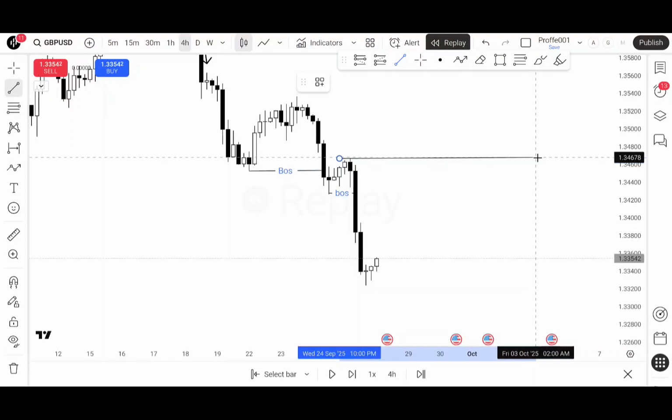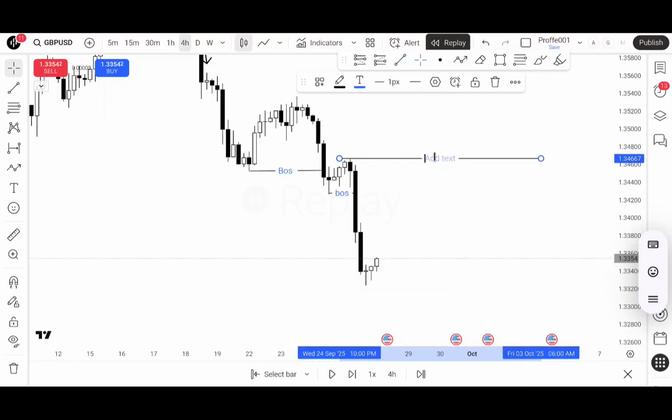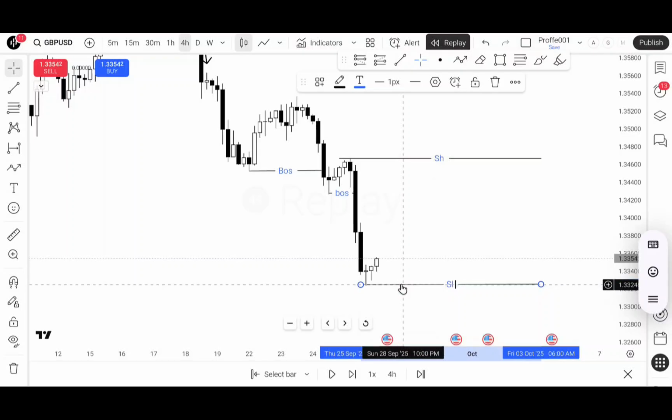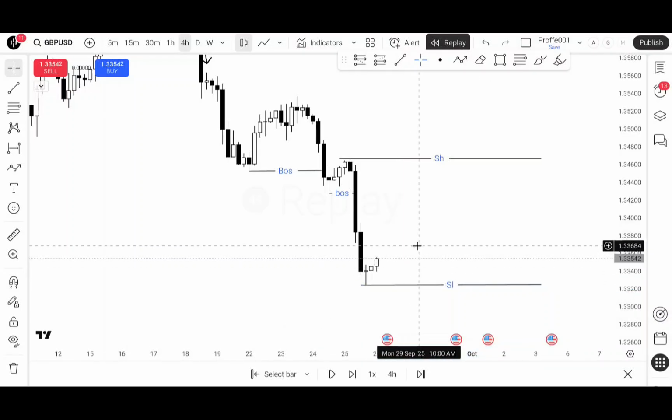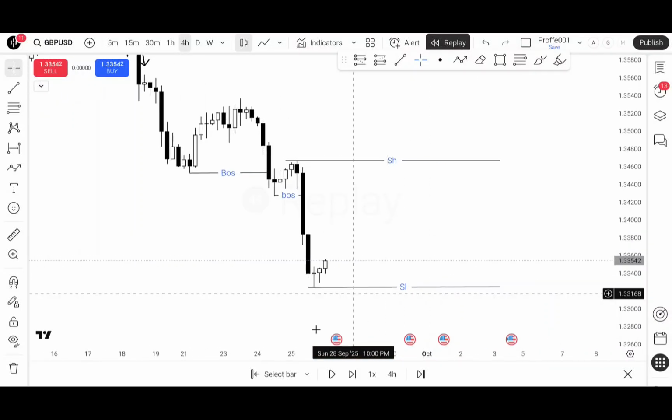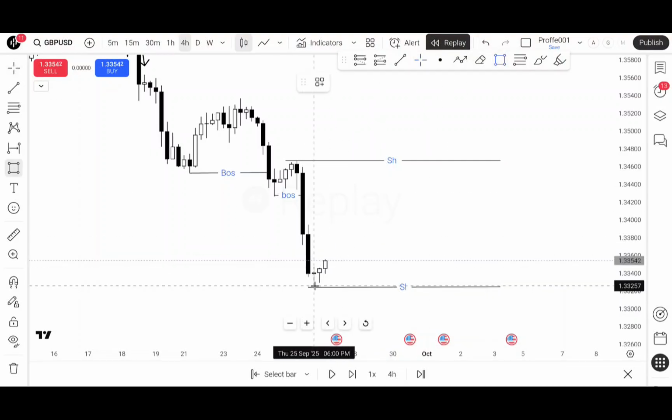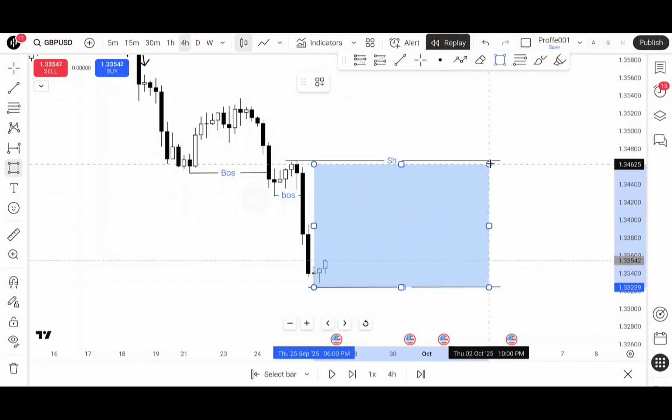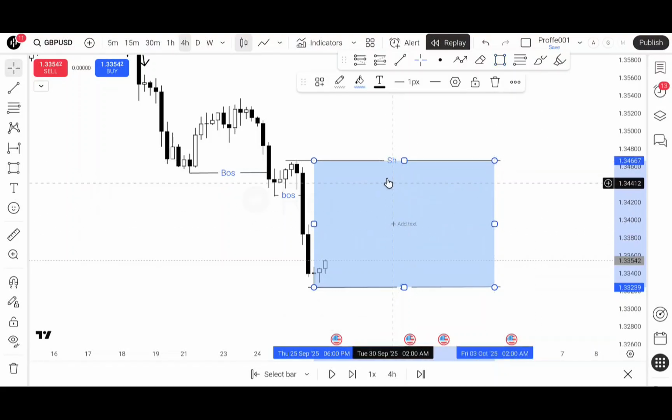First of all, we mark out our swing high. This is the highest point of this swing. Where is the lowest point? This is the lowest point. Where are we looking out to take trades from? In this zone here, this is where we are looking to take trades from. Whatever happens in this place is where we are looking to take trades from.